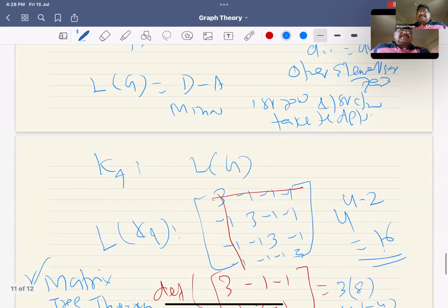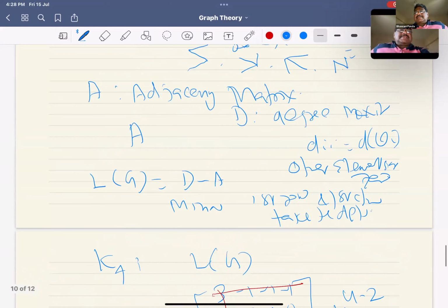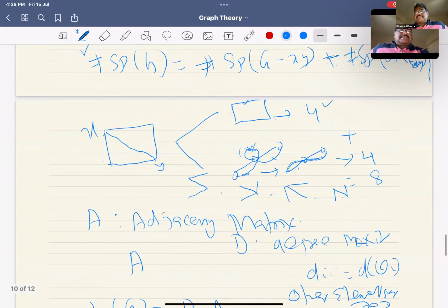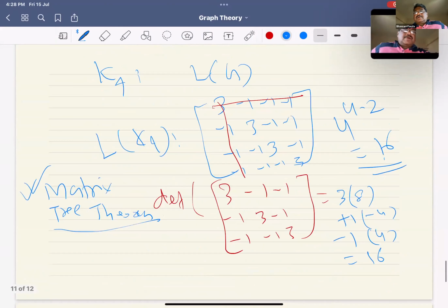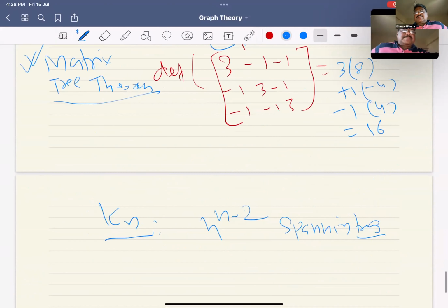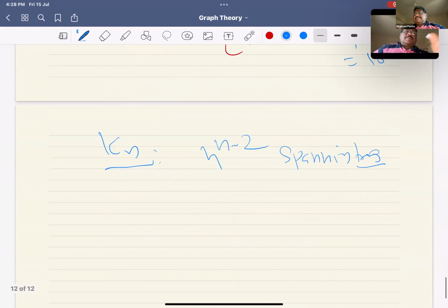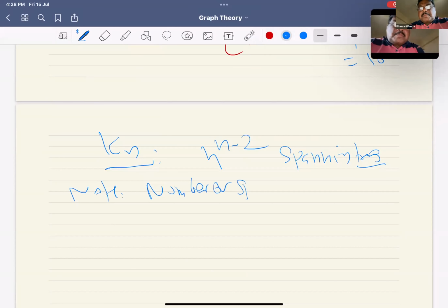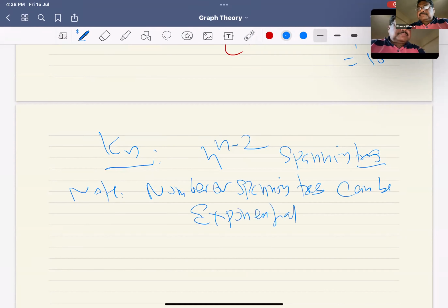And this is a general formula. It is also a reference relation to find the number of spanning trees for any general graph. Now this is for the complete graph. So note that the number of spanning trees can be exponential for a graph. First of all, it should be a connected graph.